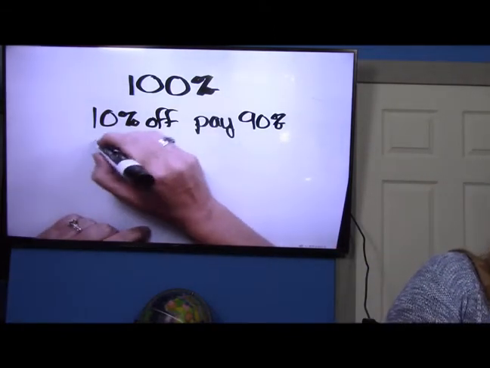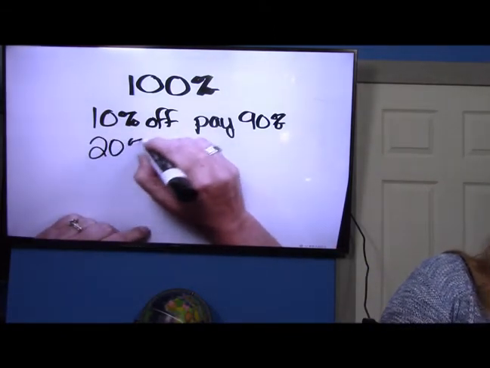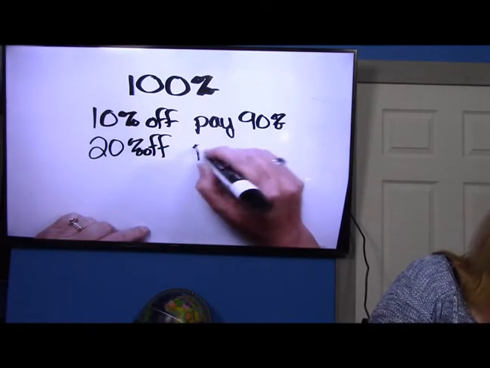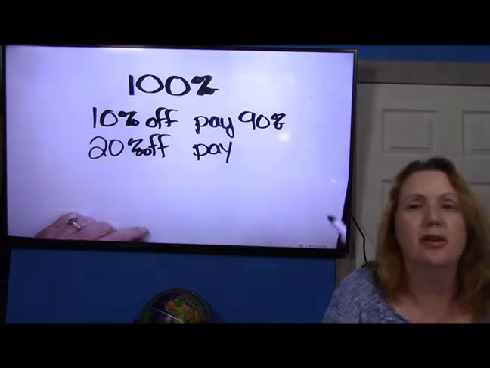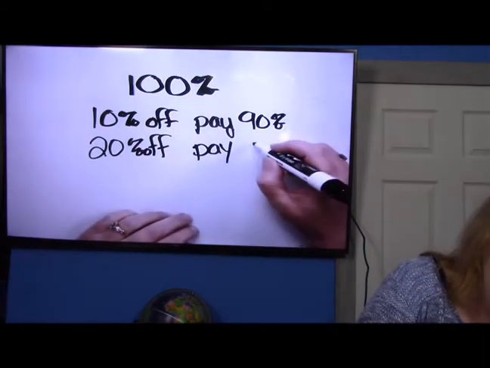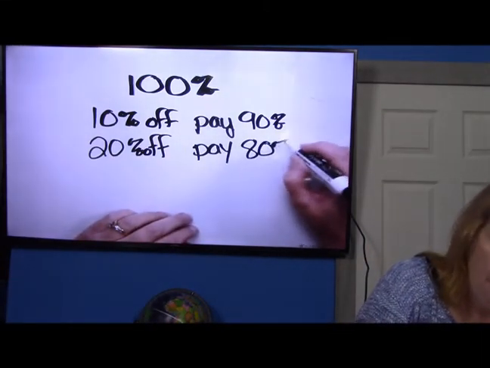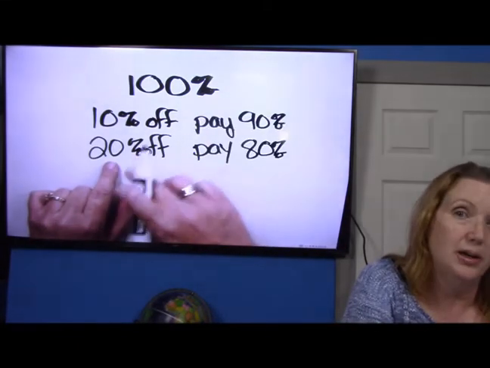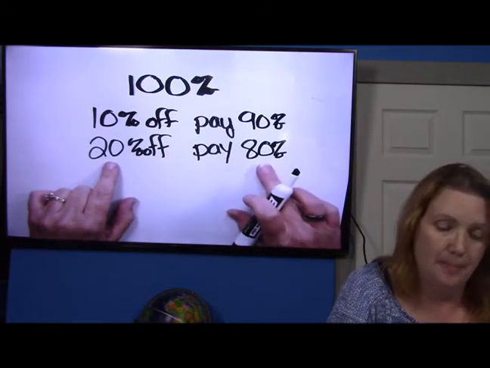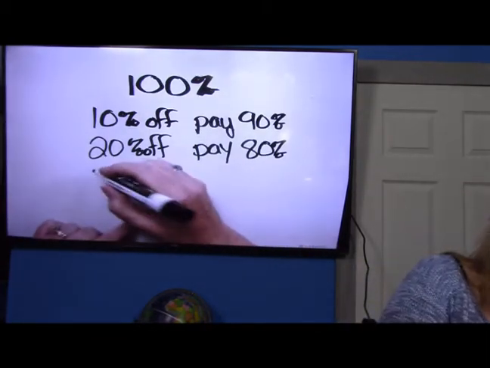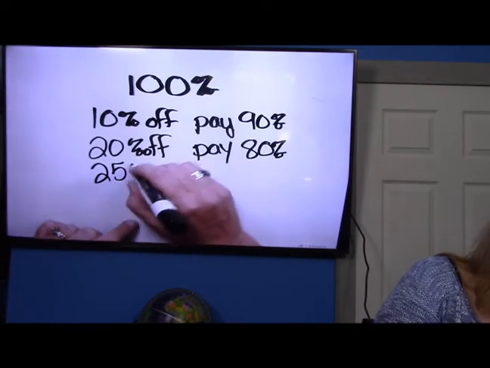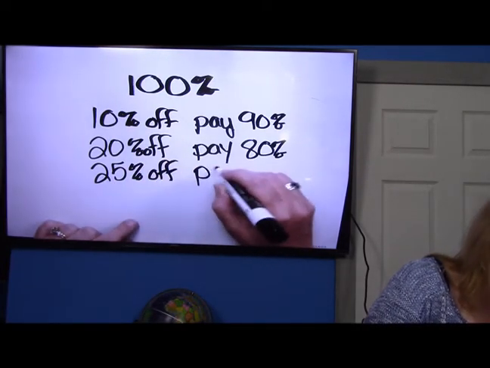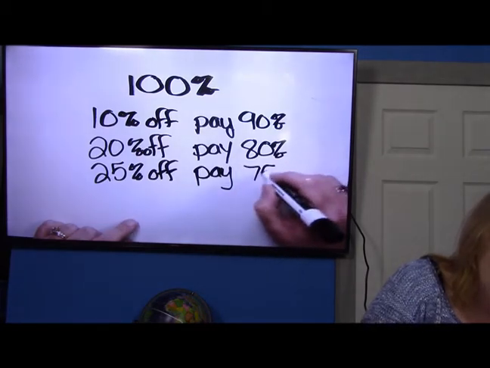What if it's 20% off? I gave you a hint already. How much would you pay if it's 20% off? You would pay 80%. Again, these two always add to 100. So you take your 100 minus 20, and that is what you're paying. 25% off, you would pay 75%.